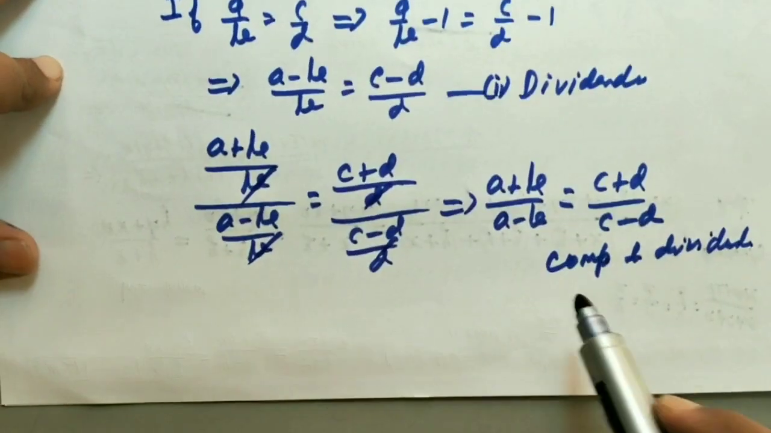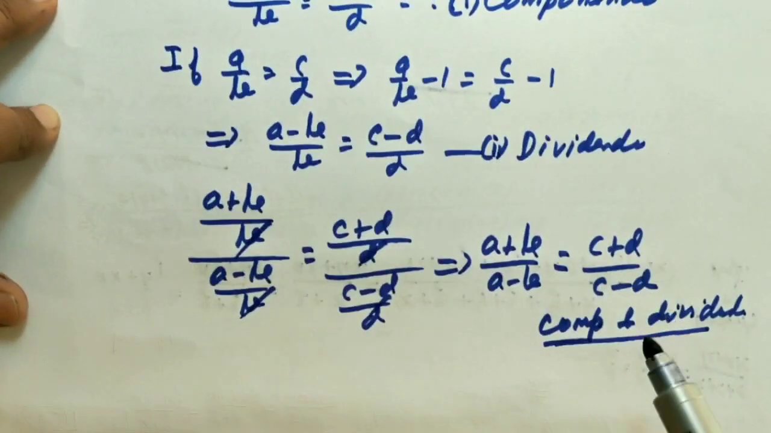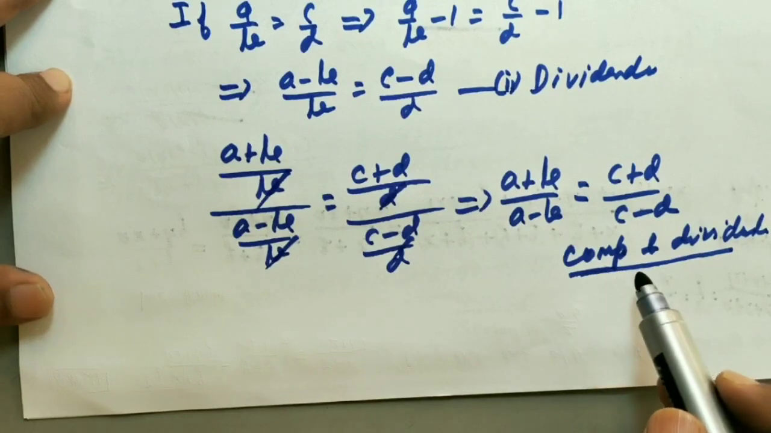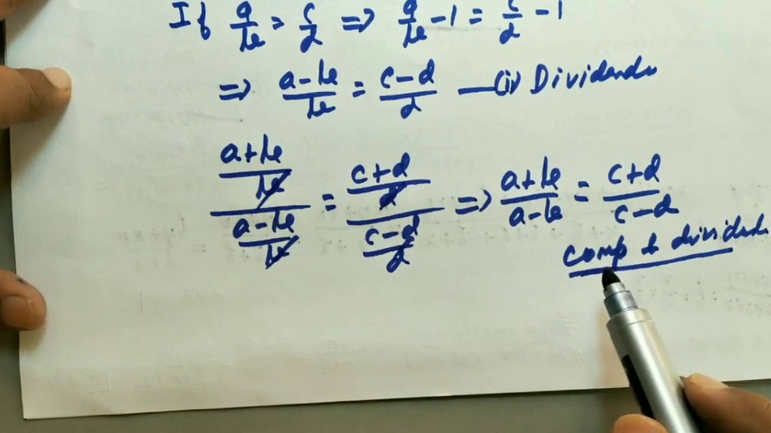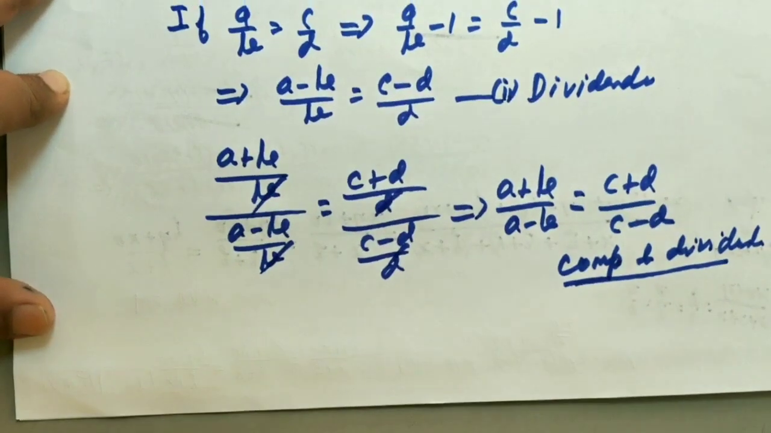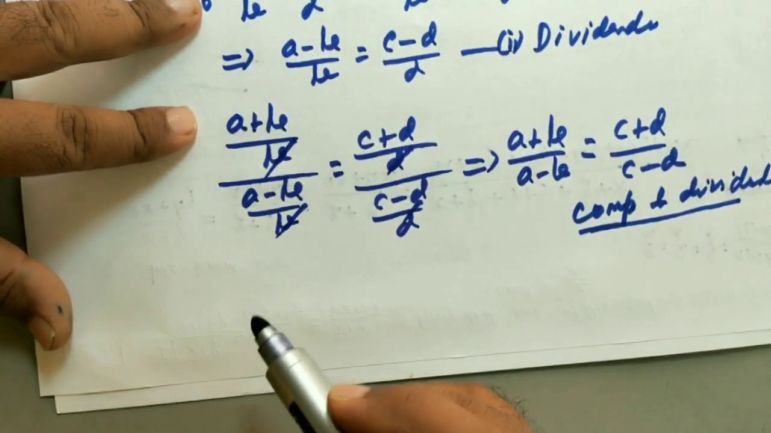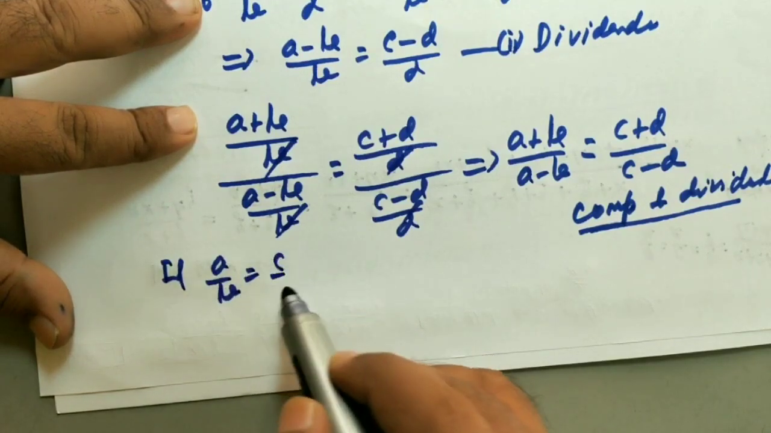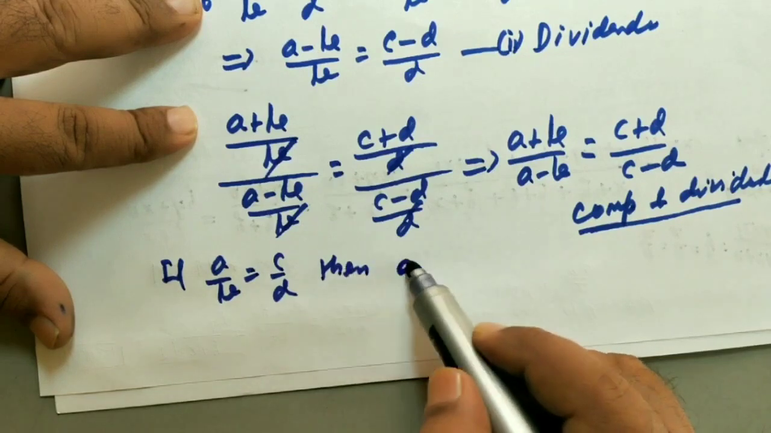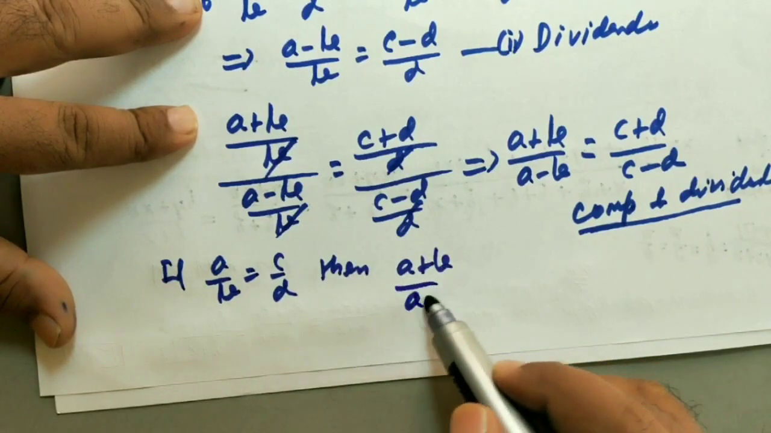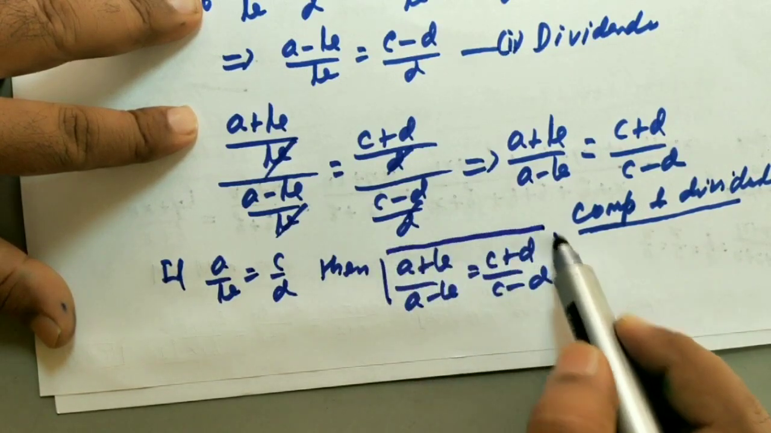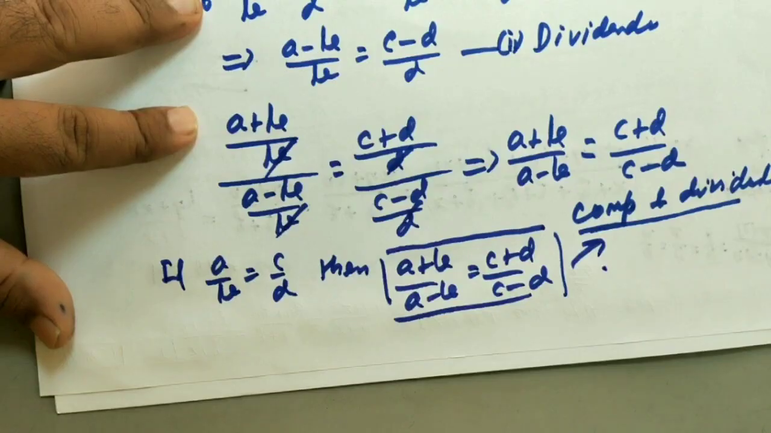Remember this. This is what we are going to apply, and it helps us make the solution easier. All difficult questions also we can solve very easily through componendo and dividendo. So remember, if A by B is equal to C by D, then A plus B by A minus B is equal to C plus D by C minus D. This is componendo and dividendo. Remember.